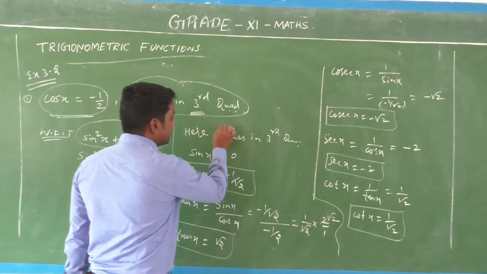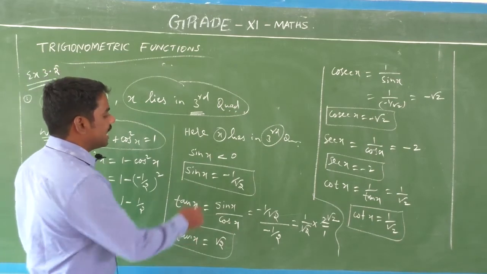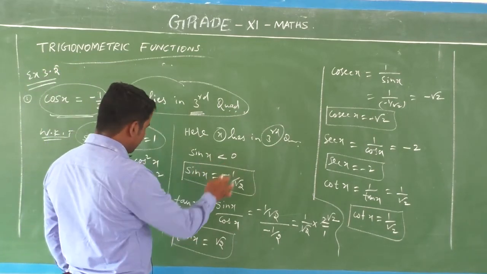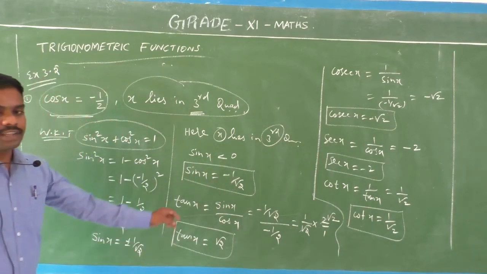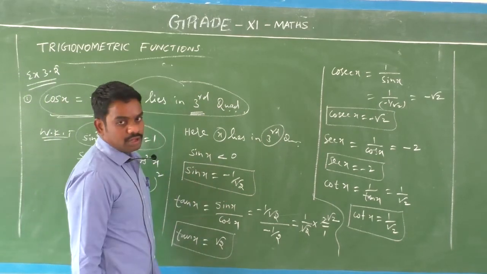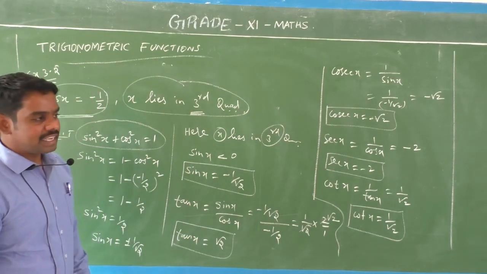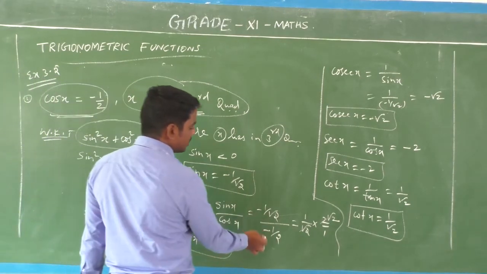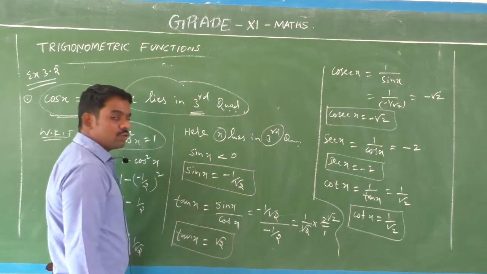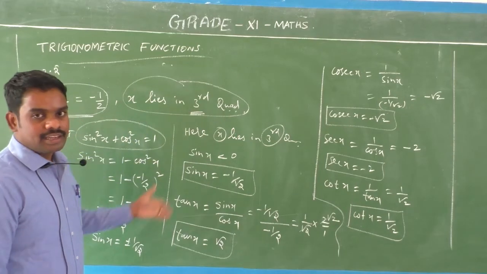But here x lies in the third quadrant, so sin x is a negative value. So sin x is equal to minus 1 by root 2. Next, the tan x formula: tan x equals sin x by cos x. So sin x value divided by cos x value, we have tan x equal to root 2. Next, cosecant x, secant x and cot x are the reciprocals of the three trigonometric ratios.